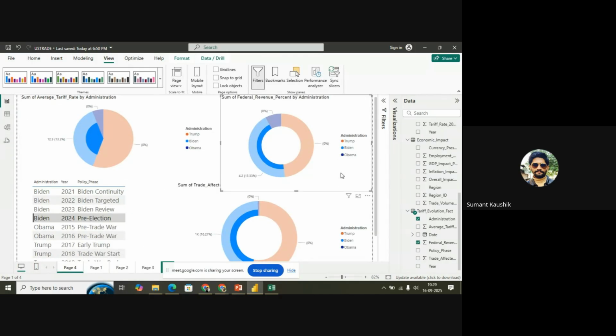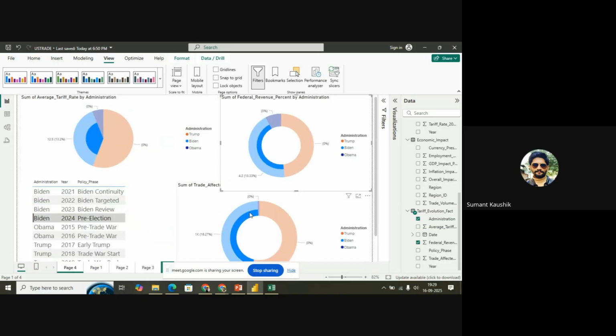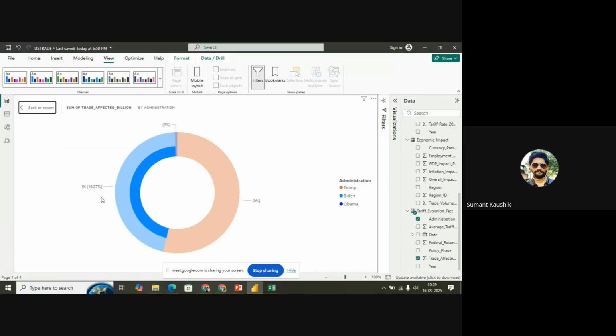What was the revenue at that moment? If you can see, it was 4.2%. It was 4.2% revenue, not so high as compared to Trump's. And if we talk about the trade affected, it was about 16.27% of trade being affected due to this tariff.